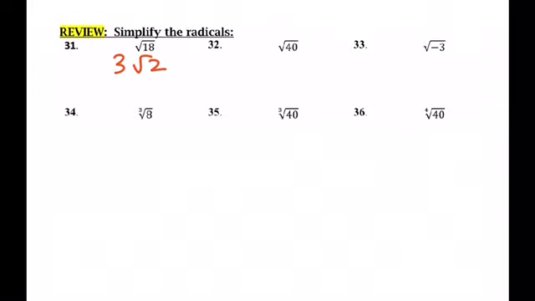Okay, number 32, the square root of 40. So that's going to be the square root of 4 times 10. I'm going to take out a pair of 2's. I'm going to have 2 square root 10.